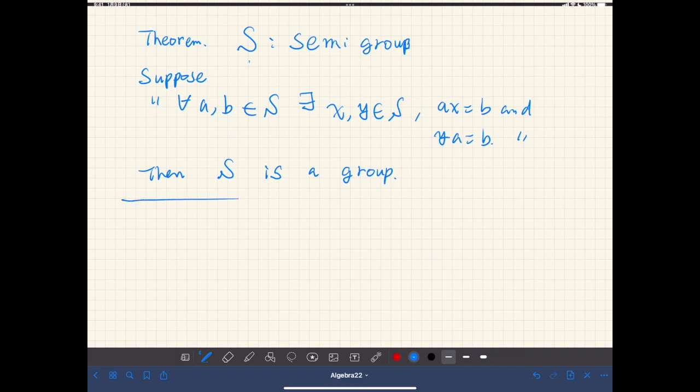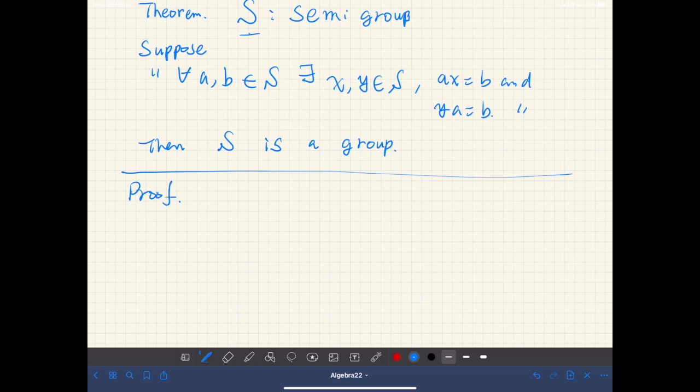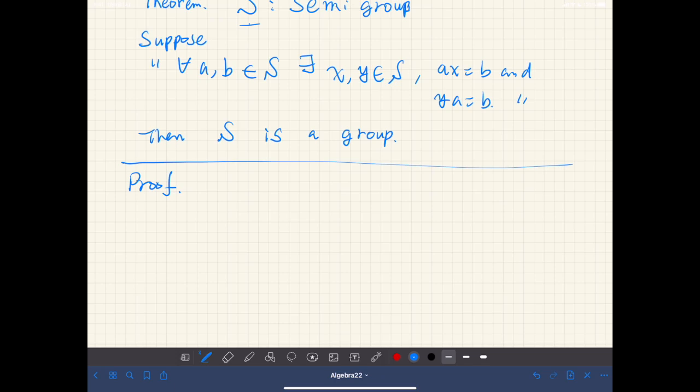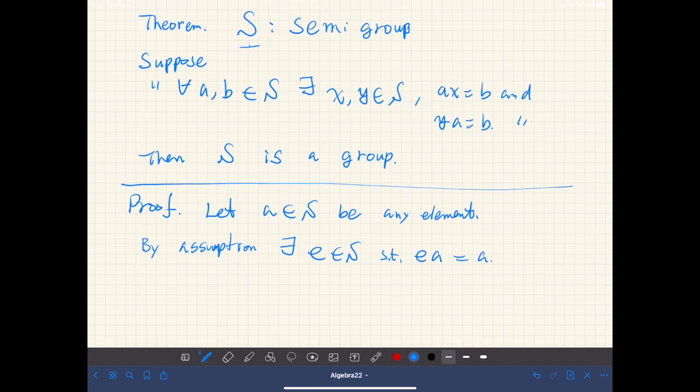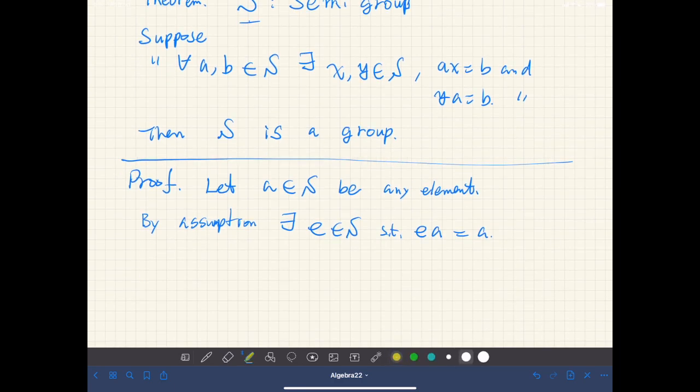So let's prove this theorem. Since S is assumed to be a semigroup, all we need to show is the existence of the identity element and the existence of the inverse element for each element of S. So let's do it. Let A be any element. Then by assumption, there exists some element in S such that EA is equal to A, right? So let's pick this condition.